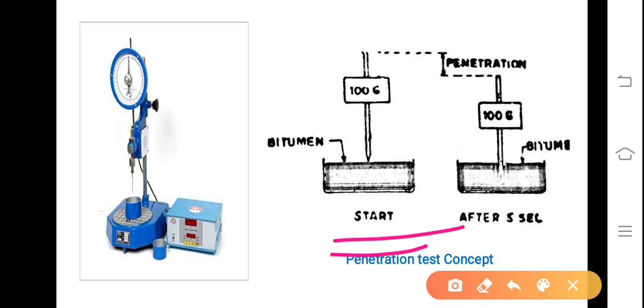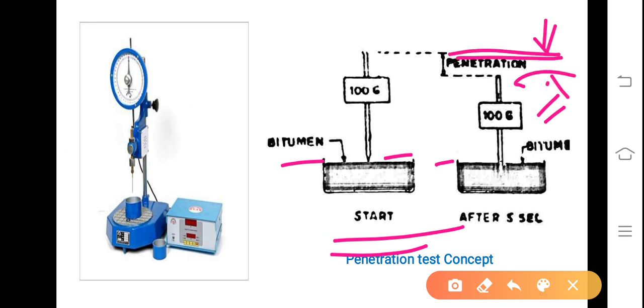Before the test, the bitumen is at up to this level and the needle is at the surface. After the test is over, bitumen will be at the same level, but this needle, which is loaded by 100 gram, has penetrated into the bitumen. That can be seen here, and that itself is the penetration. This is the concept of the penetration test.